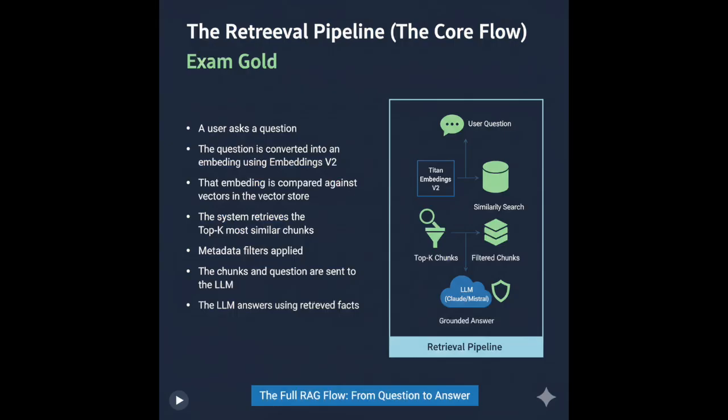Part 3, the retrieval pipeline, the core flow. This pipeline is exam gold. In simple human language, it works like this. A user asks a question. The question is converted into an embedding using Titan embeddings v2. That embedding is compared against vectors in the vector store. The system retrieves the top K most similar chunks. Metadata filters are applied. The chunks are sent to the LLM. The LLM answers using retrieved facts. If you can explain this flow clearly, you pass a huge part of the exam.